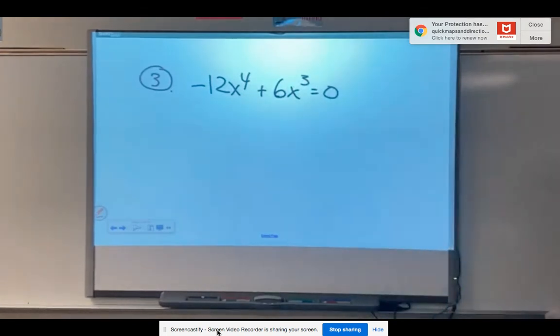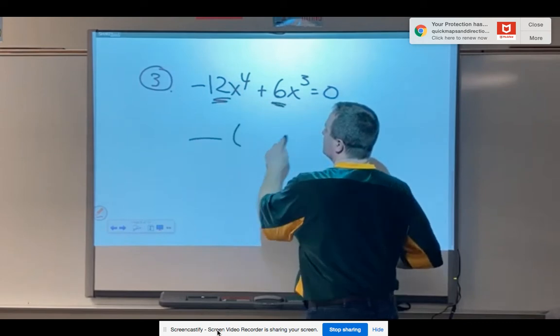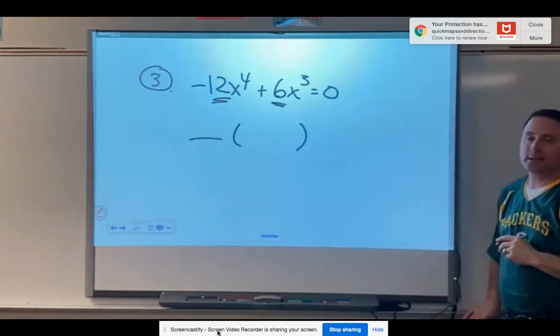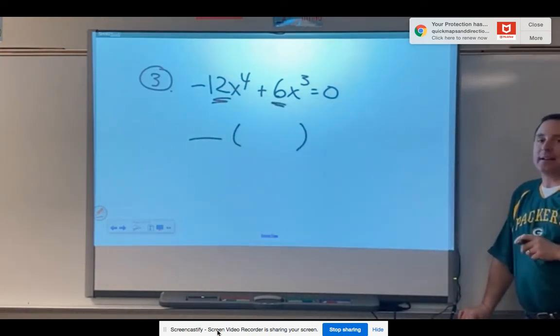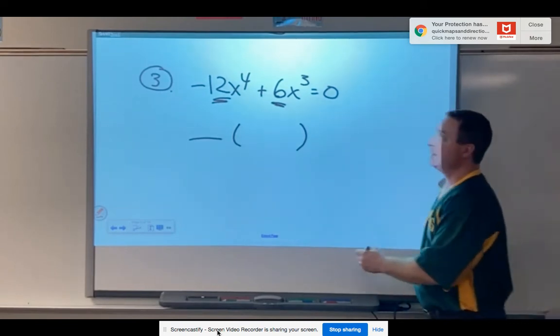Okay, now, there's a negative out in front there. We don't like negatives being the first term. Okay, but hold that thought for a second. How about just look at the numbers 12 and 6? Do they have anything in common that we can divide out? Yeah, I think the biggest number that goes into 12 and 6 is 6.